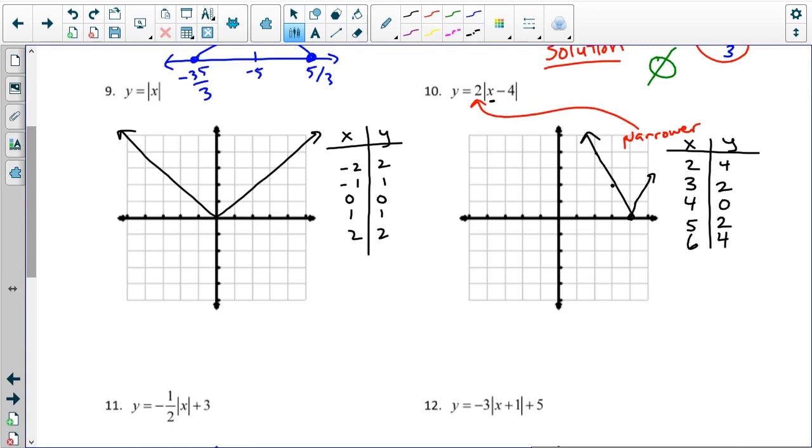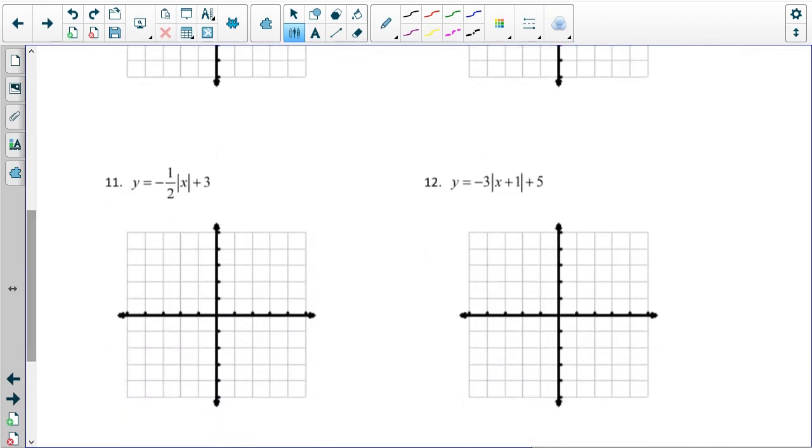And then notice that it got moved to the right 4 from our normal graph. That's because there was a shift. If I substitute 4 in, that actually gives me 0 coming out. So that's the shift that's occurring. We'll talk a lot more about that within the next few days.